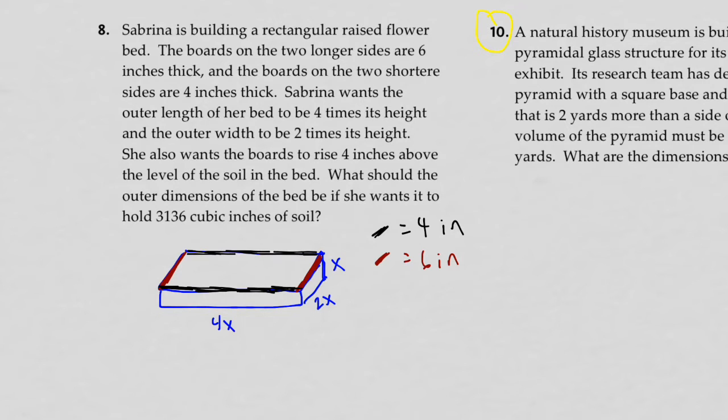Also, she wants the boards to rise 4 inches above the level of the soil in the bed. So, the way I'm reading it, this flower bed does not have a floor, right? Because it's on a garden, so it wouldn't make sense for it to have a floor. It's just boards that cover up a portion of the garden. But it says that she wants the boards to rise 4 inches above the level of the soil. So the soil does not fill up the entire flower bed. It stops about 4 inches before the top, right? The boards are going to be 4 inches taller than where the soil is.